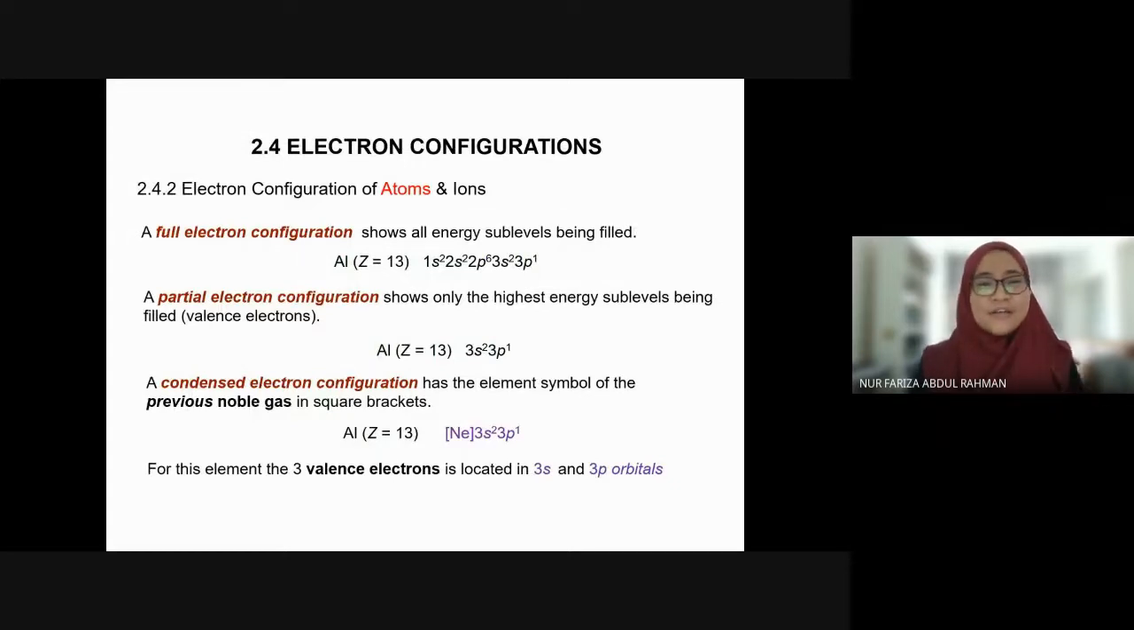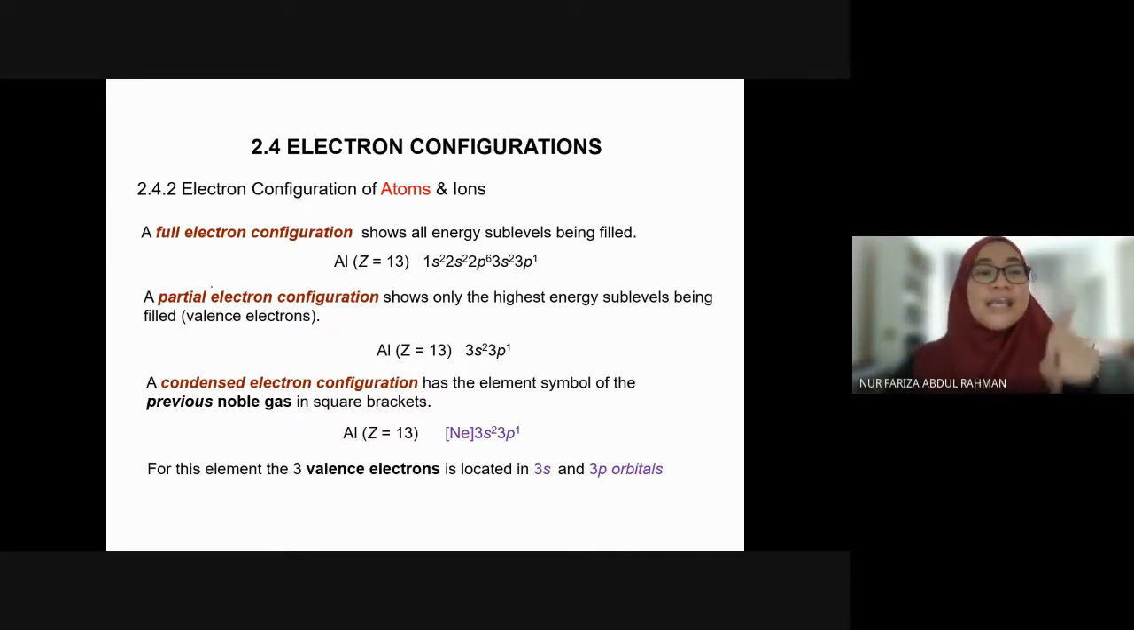Okay, electron configuration of atoms and ions. So we have all the principles, all the rules just now. Okay, now dah tahu rules, now boleh kita buat electron configuration. Tapi in fact tadi pun dah buat dah. Cuma we have several types of electron configuration.